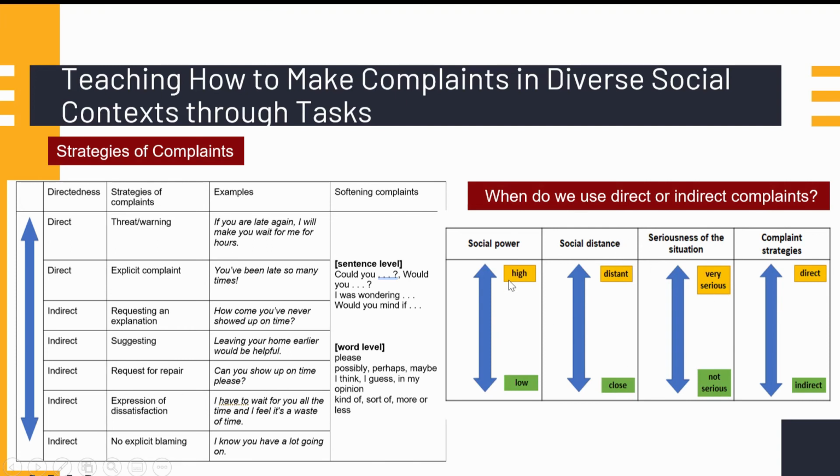So based on these three dimensions, students need to decide whether or not they're going to use more direct complaints or indirect complaints. So I just provide some example strategies here, like threat warning. If you're late again, I will make you wait for me for hours, or explicit complaint. And we also have indirect complaint, like no explicit blaming. I know you have a lot going on. So basically it's a complaint, but an indirect way of complaint, okay?